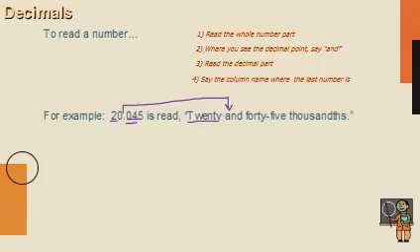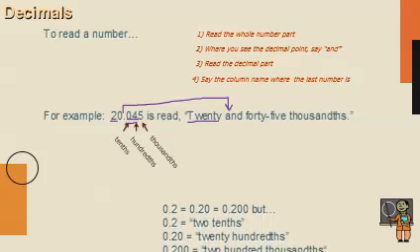But you have to pay attention that you have to say the column where the last number is. 0 is in the tenths. 4 is in the hundredths. 5 is in the thousandths. So after saying 45, you have to say thousandths. That indicates which column the last number is in.